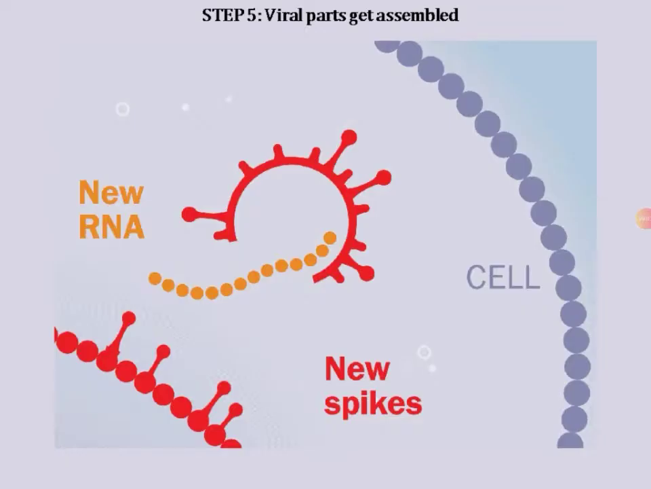Viral parts get assembled. The viral parts use mechanisms in the host cell to come together, forming a complete virus. When fully assembled, the virus can exit the cell to seek other healthy cells and start the process again.